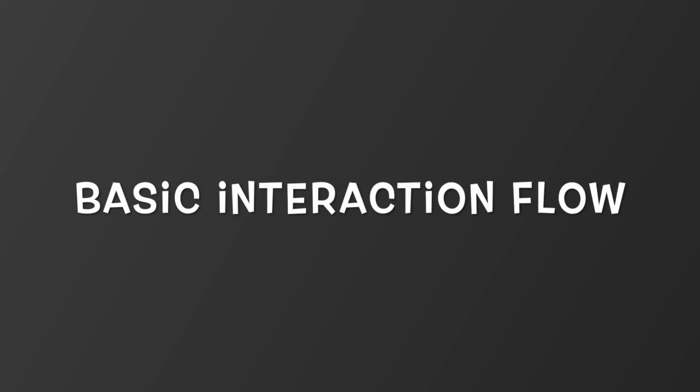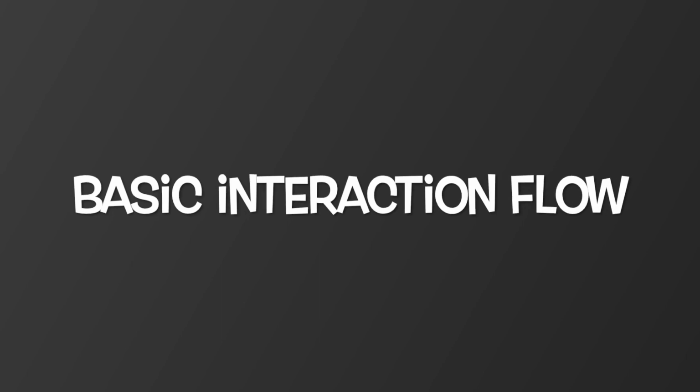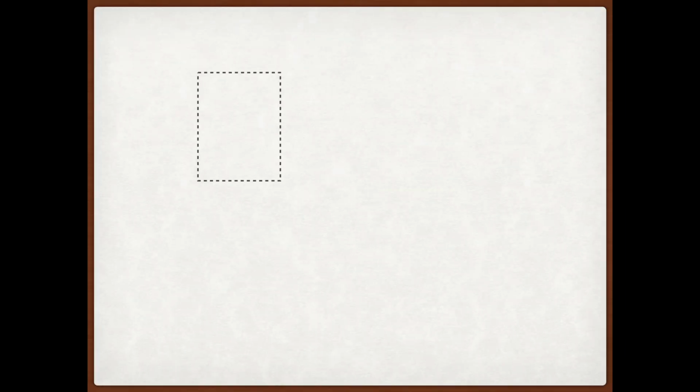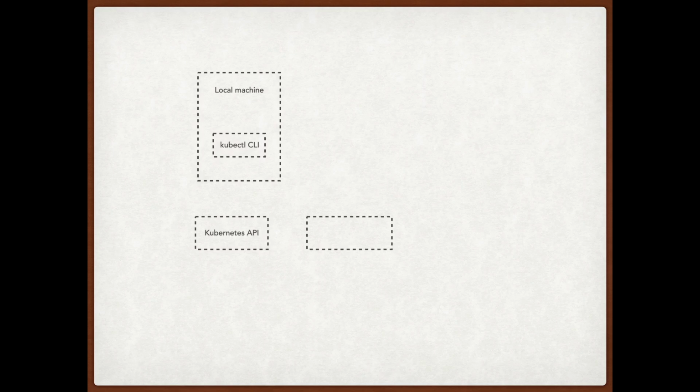Let's examine the fundamental flow of interactions that occur when executing commands with kubectl. Local machine, this is where you run the kubectl command line tool. Kubectl CLI, the command line interface for interacting with a Kubernetes cluster. Kubernetes API, the API server that exposes the Kubernetes API, responsible for managing the entire cluster. Kubernetes controller, part of the Kubernetes control plane that ensures the desired state of the cluster matches the actual state. Kubernetes cluster, the collection of nodes, physical or virtual machines, running containerized applications and the control plane components.